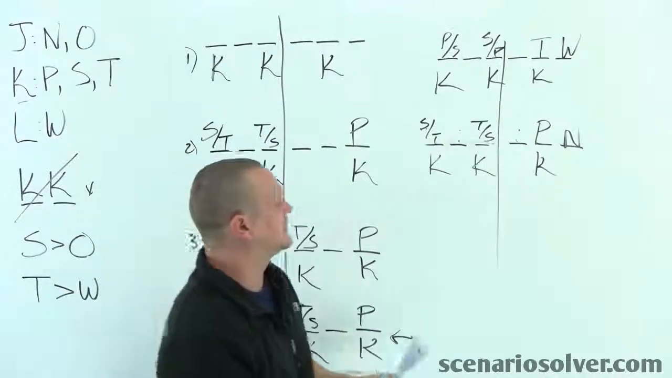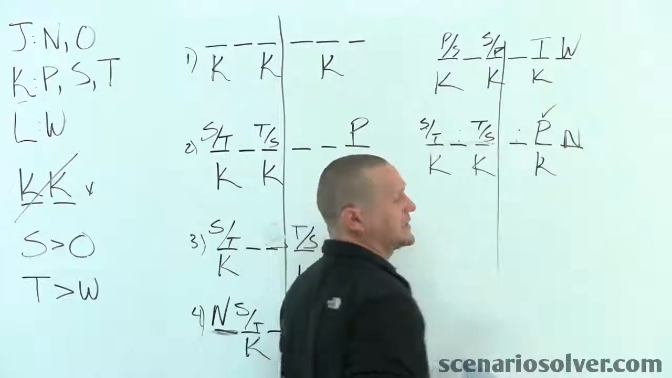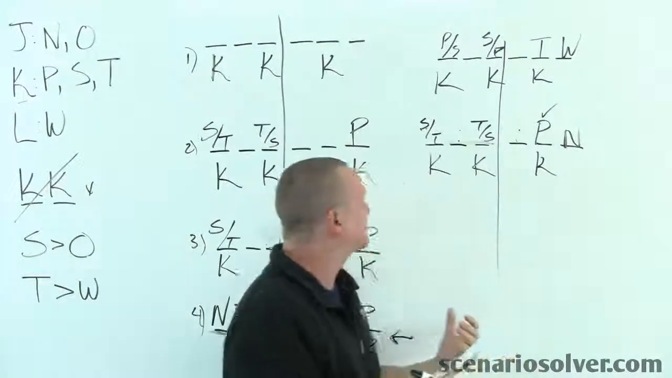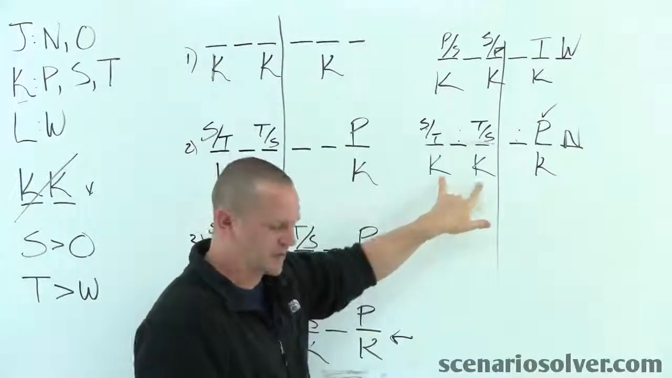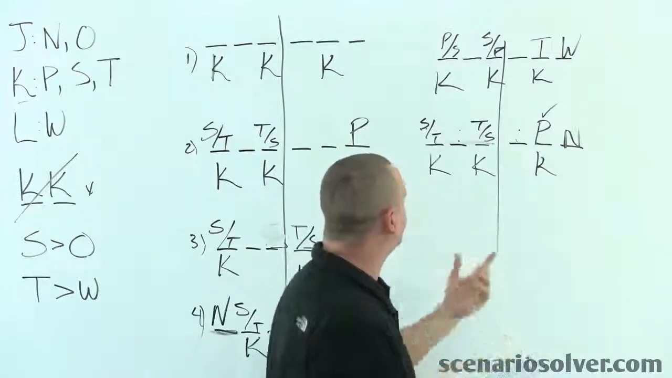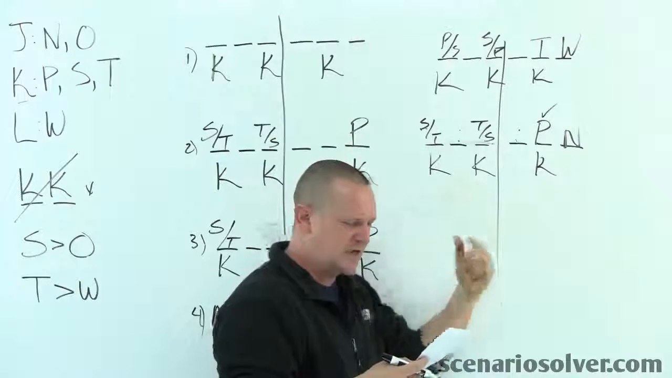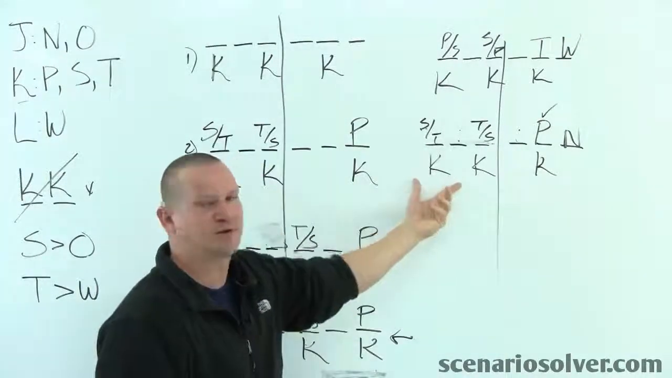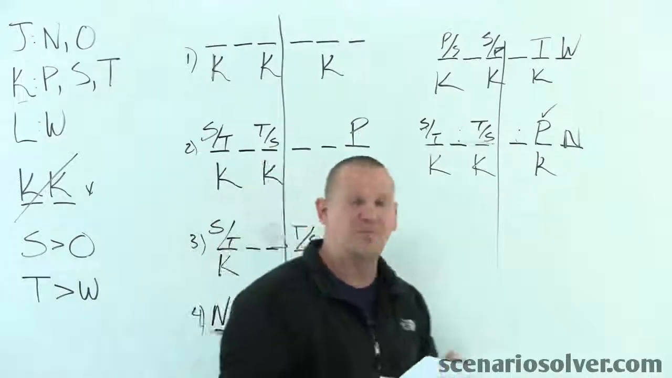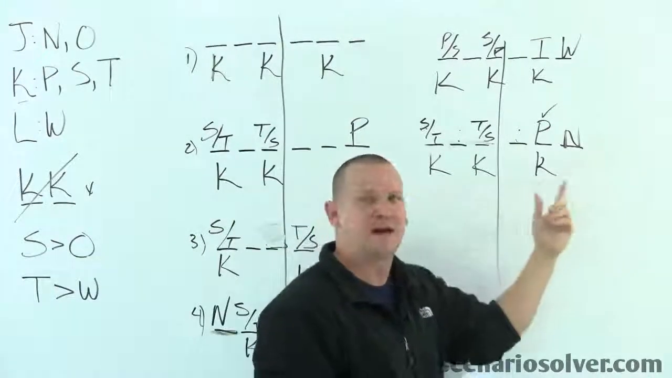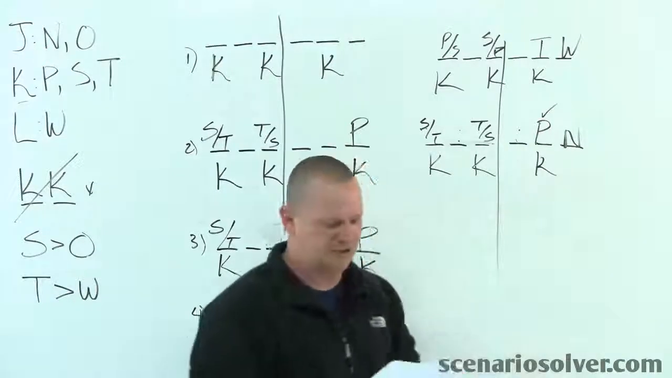B, P is presented fifth. Absolutely, that must be true. That's the correct answer to the question. Let's look at C, though. S is presented third. Well, we know that S could go either first or third. And then let's look at D. T is presented first. Again, T could go first or third. And then E, W is presented fourth. And again, we don't know what W does until we know what T does. So the only one that must be true is B. If N is presented last, it has to be the case that P is presented fifth.